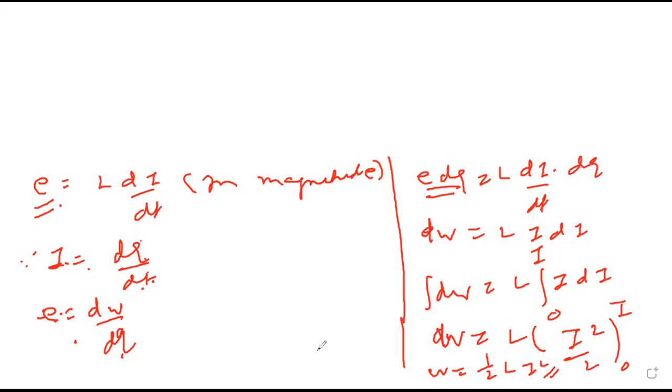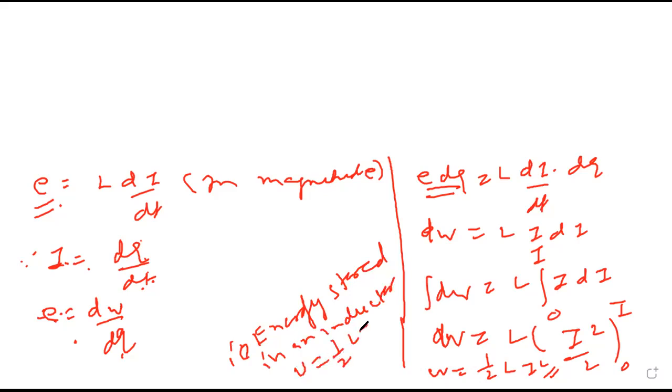Energy density part, you have to be careful after completing this. So that is energy stored in an inductor, U is the same as half LI square. Once you complete, tell me so that I can explain the energy density part.